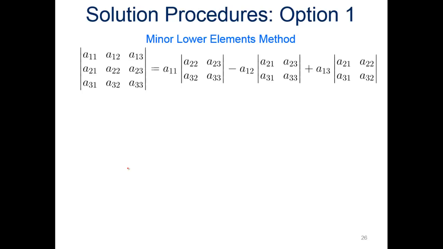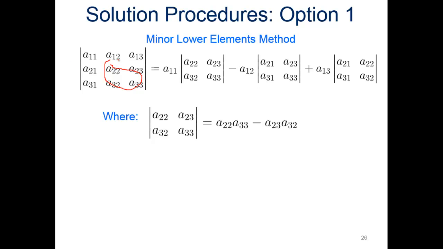All right, so solution procedure. Here's option 1. This is called the minor lower elements method. And what you can see we're doing here is we're taking A11 up here in the corner and then multiplying it by A22, A32, A23, A33. So basically multiplying times this section down here. And then we've got A12, and we're subtracting that off, and we're subtracting off A21, A31, and A23, A33 shows up right here. And then similar for the last term there.